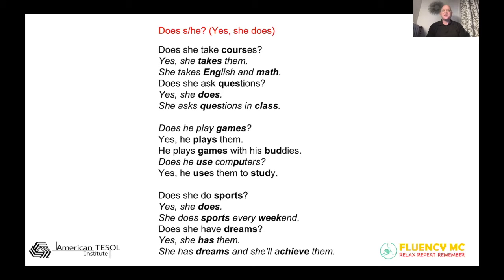Does she ask questions? Yes, she does. She asks questions in class every day. Oh, she sometimes asks questions in class. So either presenting those or having lists of adverbials.